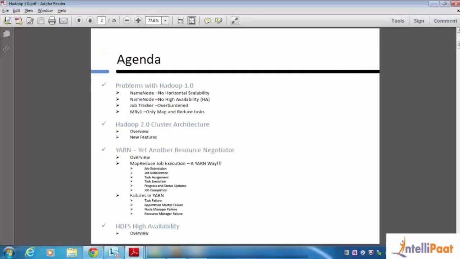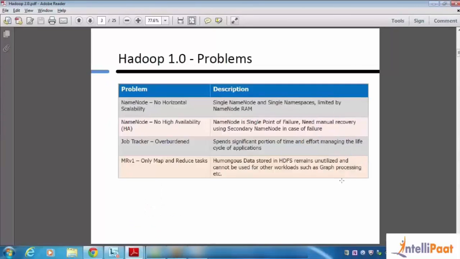I'll first cover the problems with Hadoop 1.0. Once you understand the problems, you can better appreciate the enhancements that were made as part of Hadoop 2.0. Then we get into the Hadoop 2.0 cluster architecture. We understand YARN, which is called yet another resource negotiator, right? That's where we understand the entire architecture of YARN and how a MapReduce job gets executed in YARN. So let us start that.